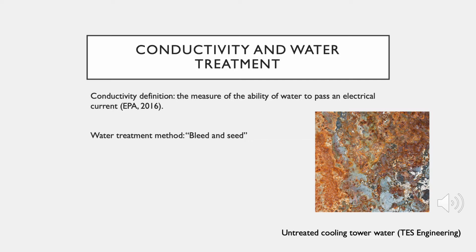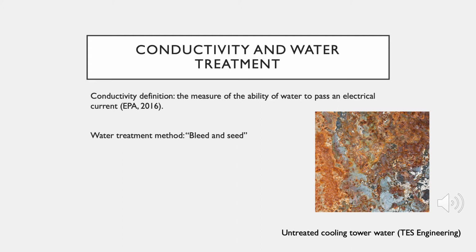One of the best ways to check for contaminants is measuring conductivity. Conductivity is defined as the measure of the ability of water to pass an electrical current. This value is higher when there's stuff dissolved in the water, because contaminants that are dissolved in water create ions, and those ions pass electrical current better. So this gives you a good gauge of how many pollutants you have in your water.